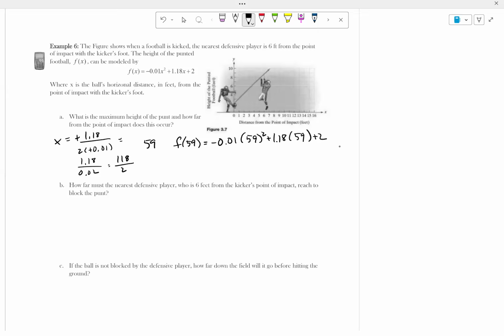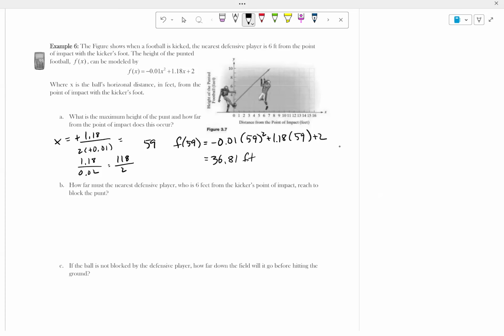And the answer I got is 36.81 feet. Now, this is a word problem, so it would be appropriate to say the maximum height is 36.81 feet. I'm going to be a little bit lazy here, but if this were a test or a quiz, you know I would be writing that as a sentence.